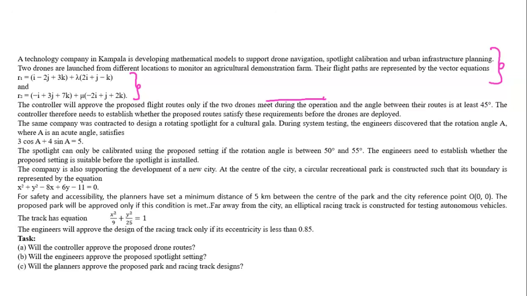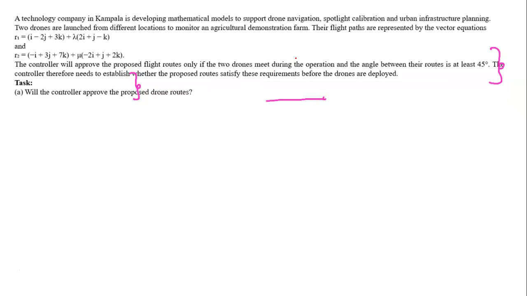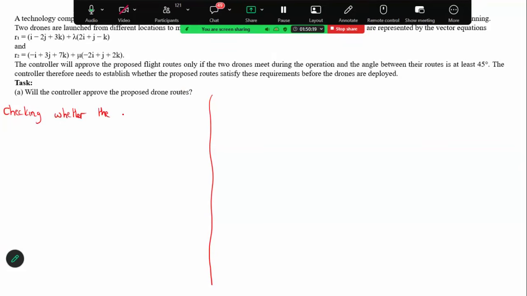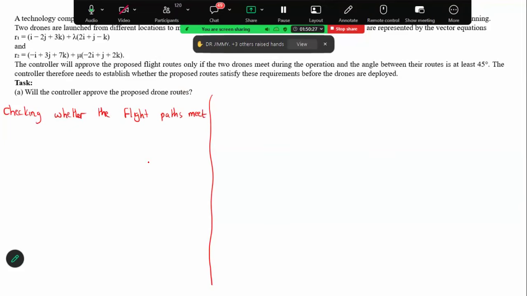So I'm going to come here and I look at the first part. Like I told you, you have to communicate what you are doing. So I'm going to say checking whether, and like I told you, always stick to the language being used, whether the flight paths meet, because that is your intention. That's what you want to find out. So that's why you have to communicate. So, checking whether the flight paths meet.